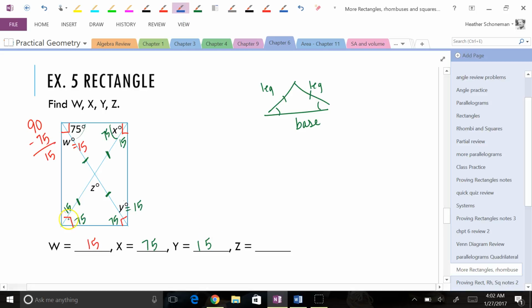Now we want to find Z. Well, we've got a triangle right here, which means they're going to add to 180. So I'll do 180 minus 75 minus 75, and that will give us 30.